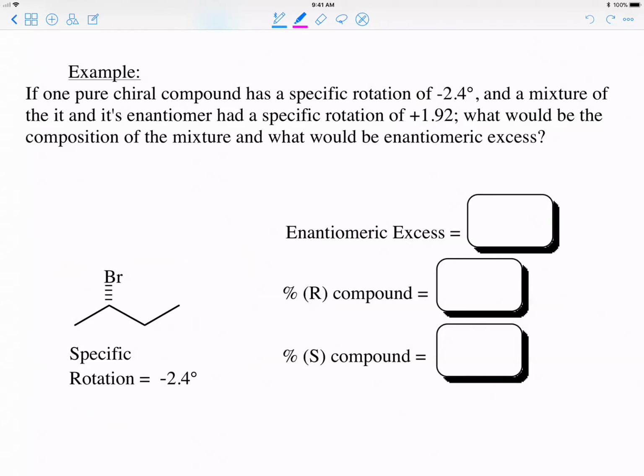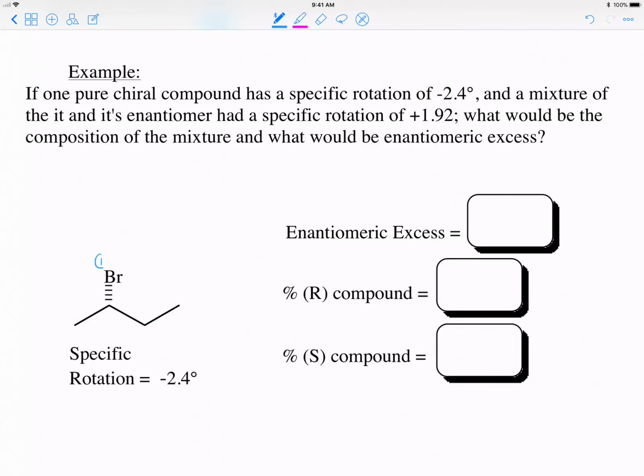So here we go. First thing I'm going to do is I can see in the problem that I need to find the amounts of R and S compound. So one of the first things I'm going to do for this compound is figure out whether I have the R or the S compound. So here we go.